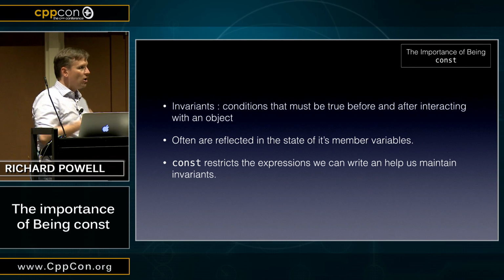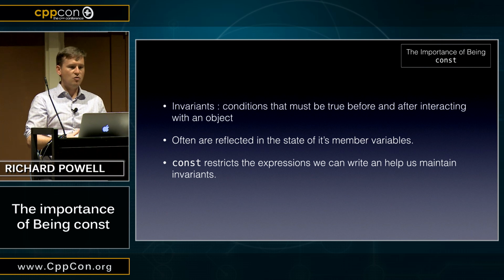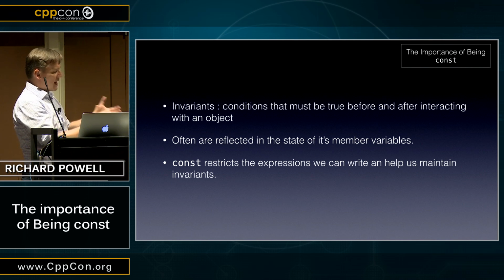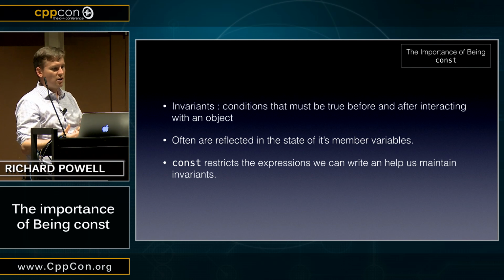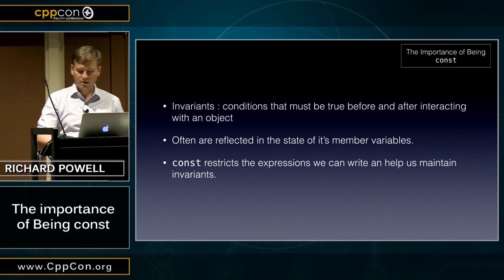And they are often reflected in the state of your object. So if you modify your member functions unexpectedly, like if you accidentally modified something, you may be mucking about with your object invariants. So const helps you write code that helps you maintain your invariants. Let me show you a quick example.